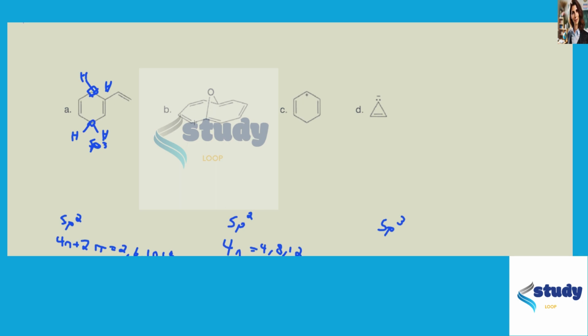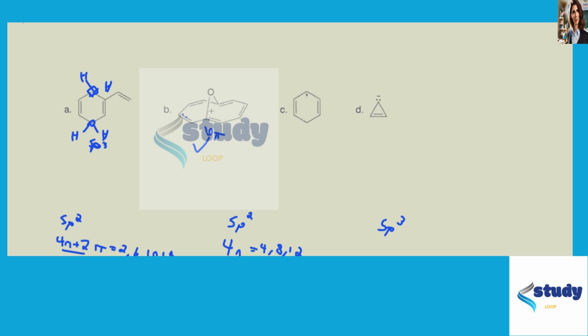So B, we have sp2, sp2. Every single carbon here is an sp2 carbon in the cyclical structure. And now let's count the number of pi electrons. We have 2, 4, 6, 8, 10. So we have 10 pi electrons. And if you look at the 4n plus 2 rule, 10 actually falls in this. So yes, this is actually aromatic.